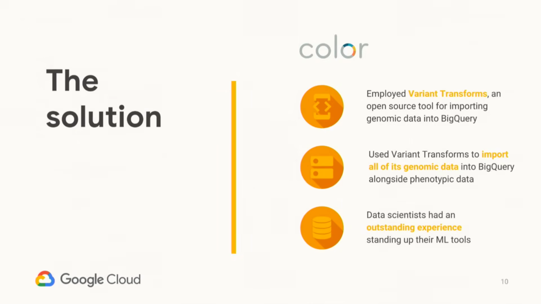So what did they do? They used Variant Transforms, as I mentioned, a totally open source tool for bringing all of that data into BigQuery. They took the data from the Postgres database, which had a bunch of biomarker information, and put that in BigQuery and joined it together. On top of that, their data scientists stood up all kinds of really cool machine learning tools and built a whole bunch of great models. So what happened?